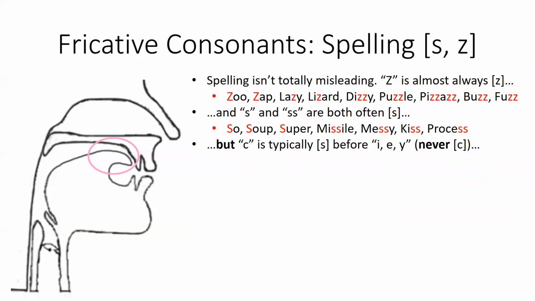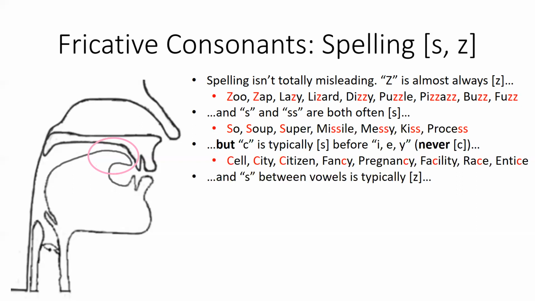Now we do run into a little trouble again with C. We talked about that with the velar stop K, but C can also be pronounced as this alveolar fricative S, and that's before I, E, and Y. So examples of each of those would be cell, city, and fancy. This does include, of course, silent E, like in entice or race.